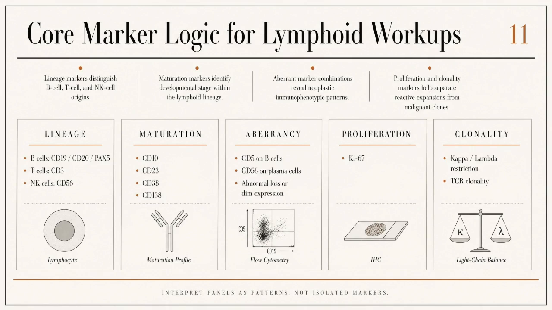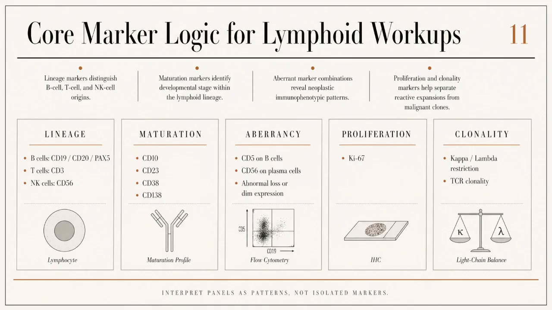Aberrant antigen expression patterns provide another layer of diagnostic specificity. The presence of markers in unexpected lineages or the loss of pan-lineage markers often signals neoplastic transformation. For instance, CD5 expression on B cells is aberrant and characteristic of entities such as chronic lymphocytic leukemia or mantle cell lymphoma. Similarly, loss of pan-T cell markers like CD7 may indicate a T cell lymphoma. Recognizing these aberrancies requires a comprehensive panel approach rather than reliance on single markers, underscoring the importance of carefully designed immunohistochemistry panels and flow cytometry panels tailored to the clinical question.